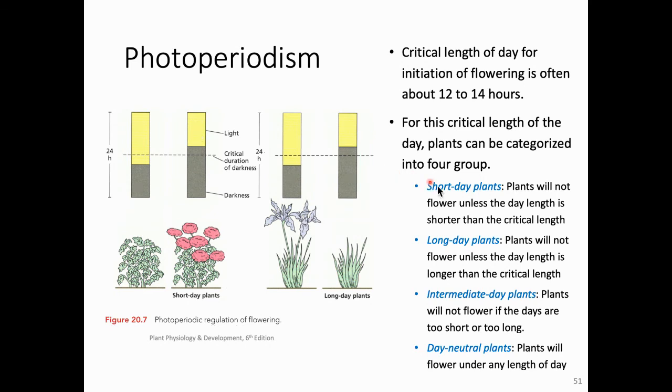And we have talked about short day, long day, and we need to think about intermediate day plants, the plants that do not flower if the days are too short or too long. So they need to be in some region. And day neutral plants, the plants will flower regardless of the length of the day or the length of the night. All right, I think that's what I have for the light response.